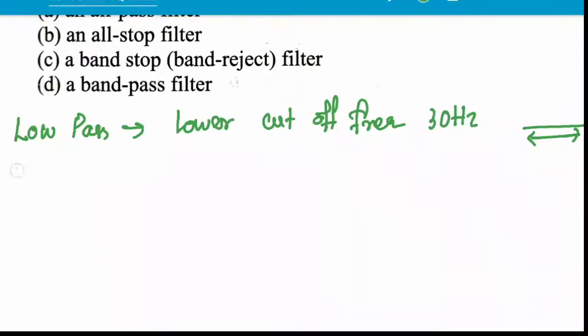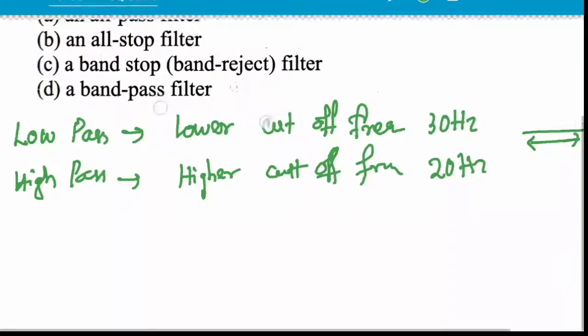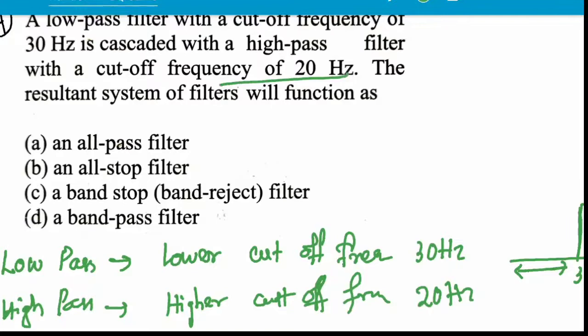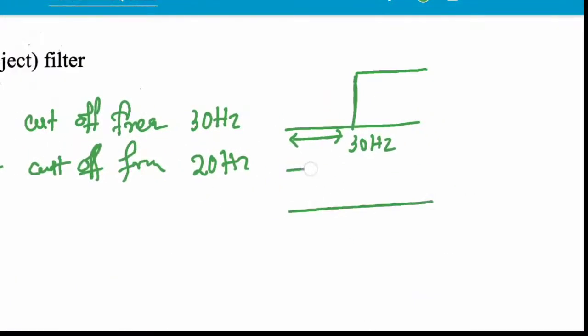And the high pass filter will always have a higher cutoff frequency. The cutoff frequency is known as the higher cutoff frequency, and in this case it is given as 20 Hz. So how will this one look? The cutoff frequency is 20 Hz.